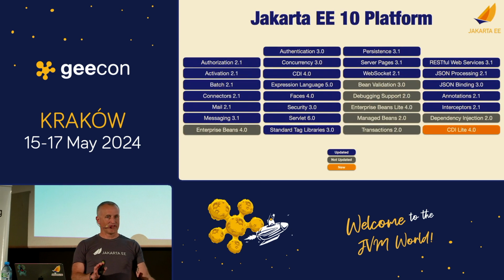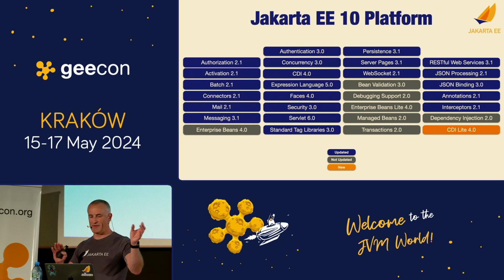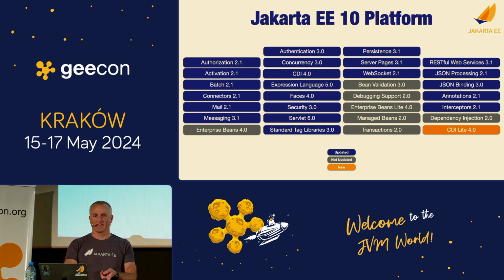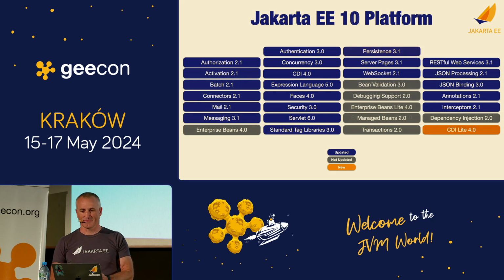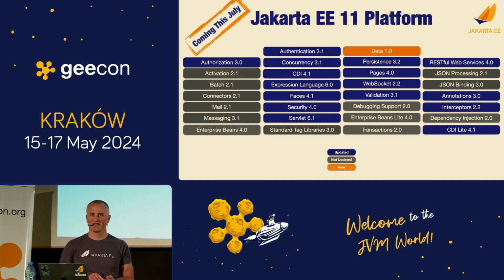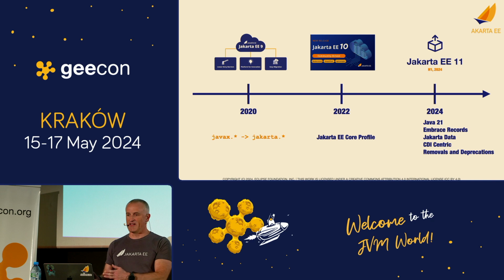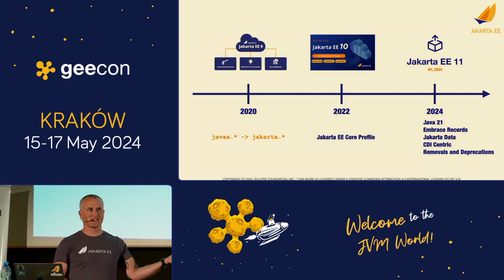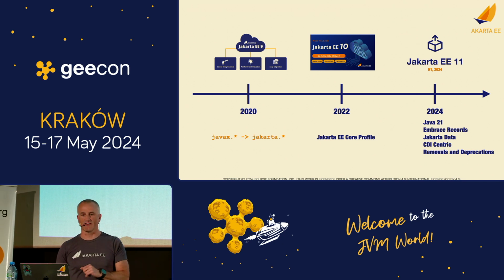So the Jakarta 10 platform is out there. Some of these specifications are more interesting for web development than others, like WebSockets, Pages, Faces, Servlet, and obviously MVC, which is not part of the platform. 11 is coming in July, just a couple of months out. The theme for 11 will be Java 21 records. We have this new Jakarta Data specification. It's CDI-centric, and we're deprecating and removing a lot of old stuff, so it's thinner and leaner than ever.